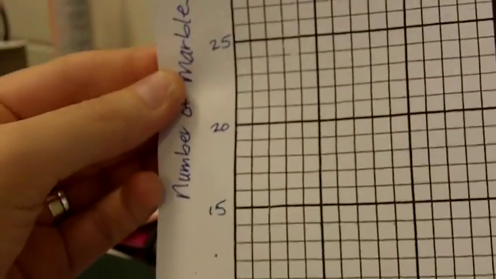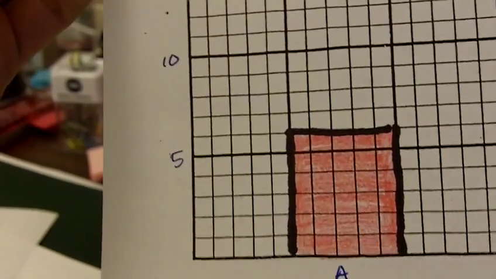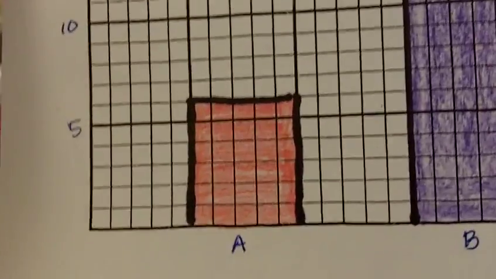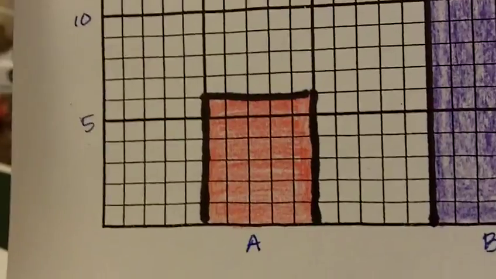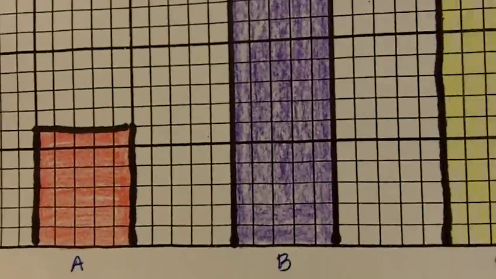On the y-axis, you label the number of marbles, and you count by 5s on the dark line. So each light line represents 1 marble. You can see that for me, brand A held an average of 6 marbles. So you're going to do the same shade in brand B and brand C. Make sure you do a really nice job.